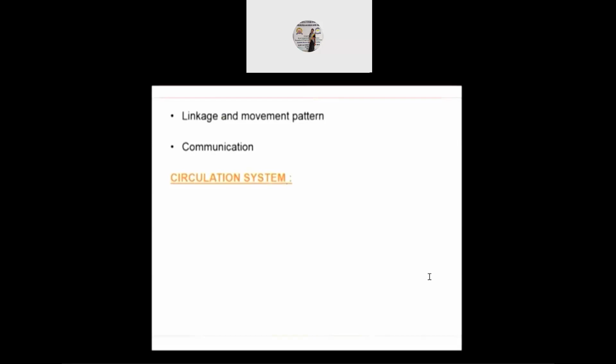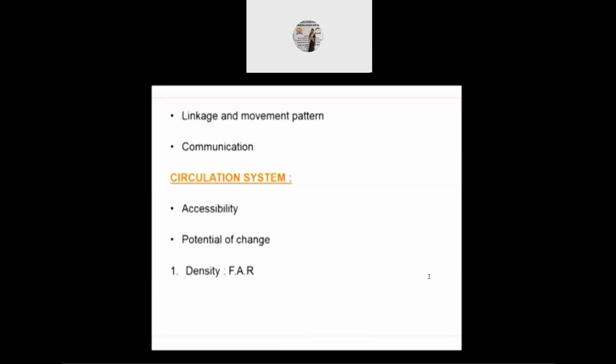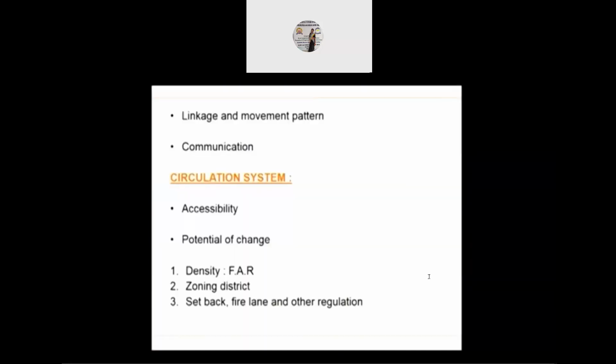Communication, circulation system. A circulation system depends on accessibility, potential of change, as well as density, which is FAR. FAR is floor area ratio, which determines how dense your project is going to be. And the zoning district, in which area you're going to zone, gives you information about FAR. For example, if you're building something very close to a conservation project, the height restriction is very limited, so you cannot go for taller buildings in such zones. So you need to understand the FAR and which zone you're going to design.